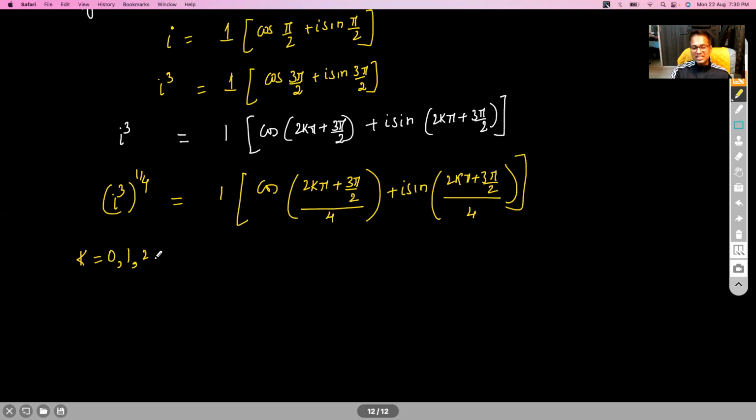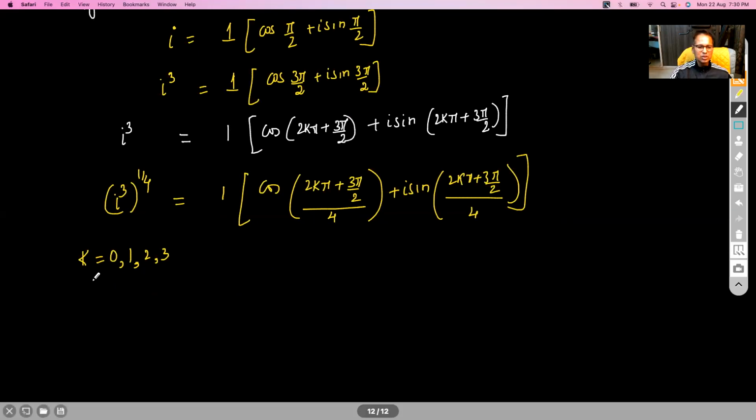We'll see this in this example itself. Okay, now let's start putting the values. When you put k as 0, what do I get? What do I get when I put 0 in this expression? You get cos 3 pi by 8 plus I sine 3 pi by 8. So this is one of the answers. If you put k value as 1, what do you end up getting? Cos 2 pi plus 3 pi by 2, which is going to be 7 pi by 2. You're going to get cos 7 pi by 8 plus I sine 7 pi by 8.